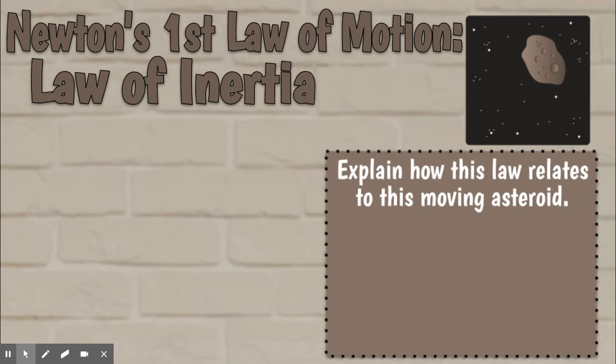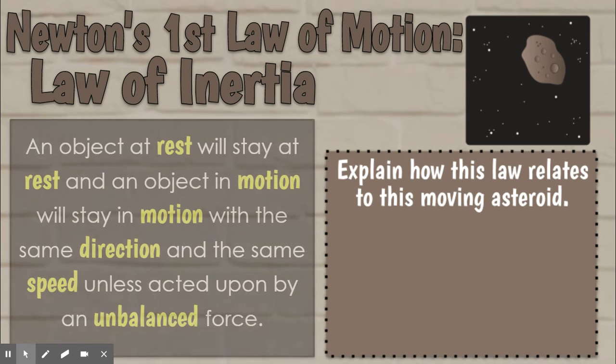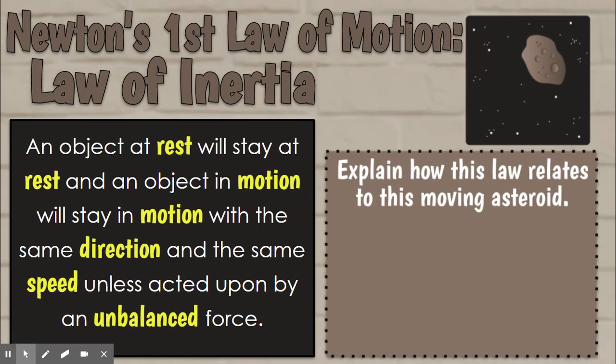All right, so Newton's first law of motion, the law of inertia. Newton's first law of motion is also called the law of inertia because an object at rest will stay at rest, and an object in motion will stay in motion with the same direction and the same speed unless acted upon by an unbalanced force. So this is also called inertia. You can also define inertia as an object at rest tends to stay at rest, an object in motion tends to stay in motion is called inertia.